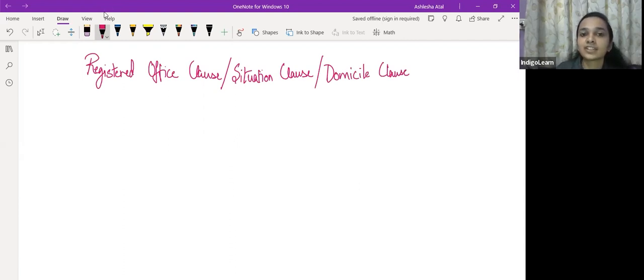अभी क्या लगता है, registered office clause में क्या state किया जाएगा? क्या stated होगा? What would be stated in the registered office clause of the Memorandum of Association? बताओ. ये तो सब आप लोगों ने पढ़ा है.